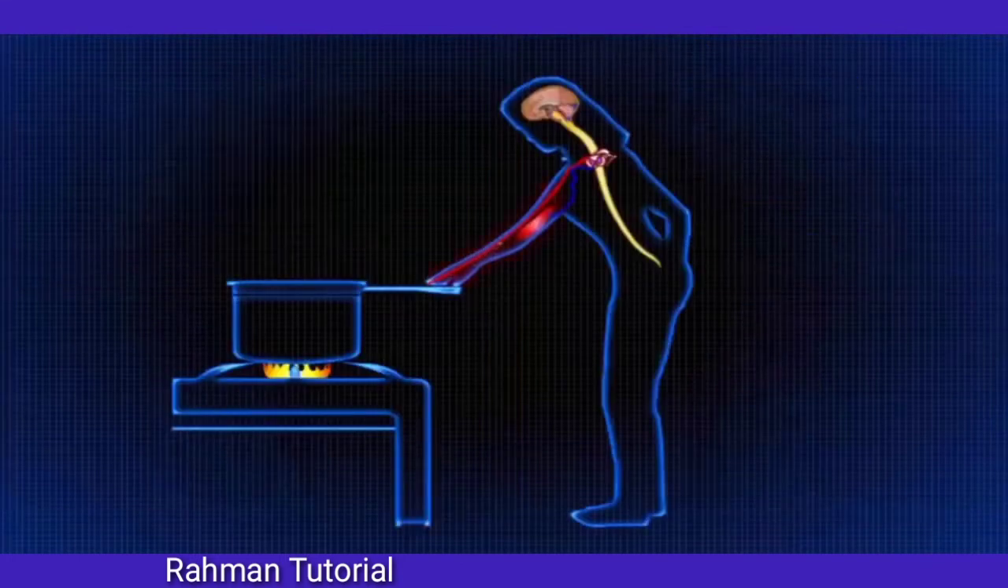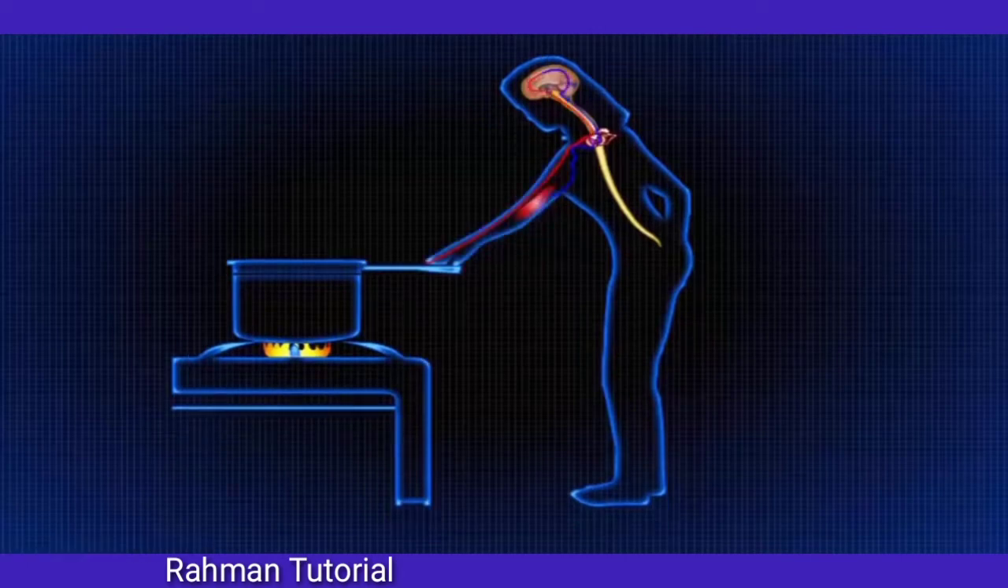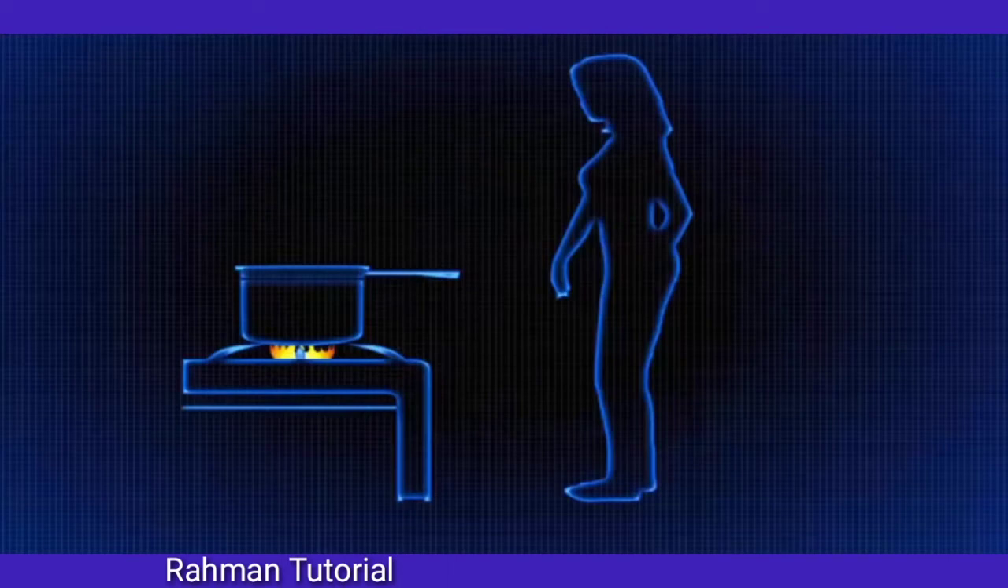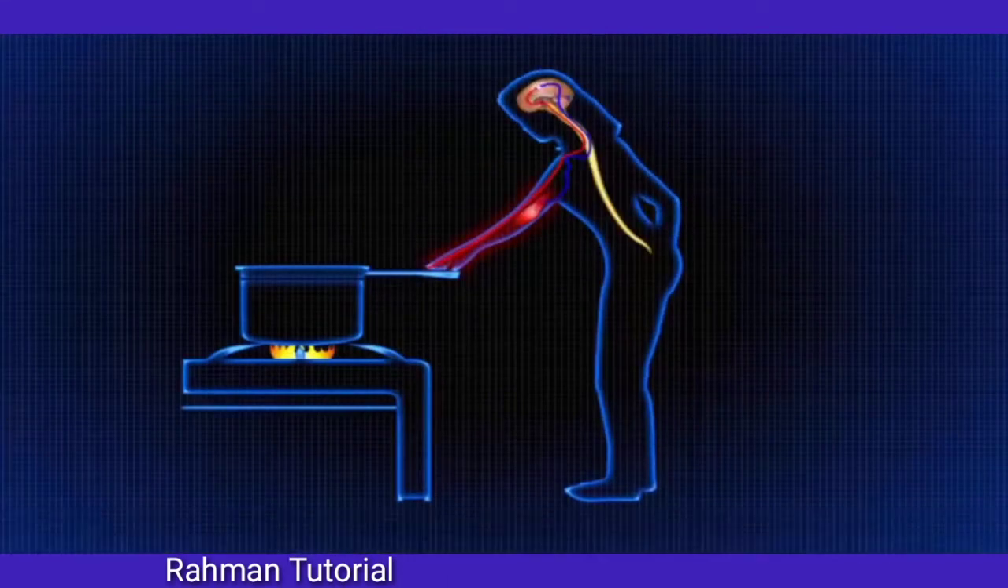So, how do we control and coordinate our hand to move away from the heat? The thinking part of the brain is located at the forward end of our skull and consists of dense networks of intricately arranged neurons. Neurons carry signals from the body to the brain. This is a relatively long process and may result in the burnt hand.